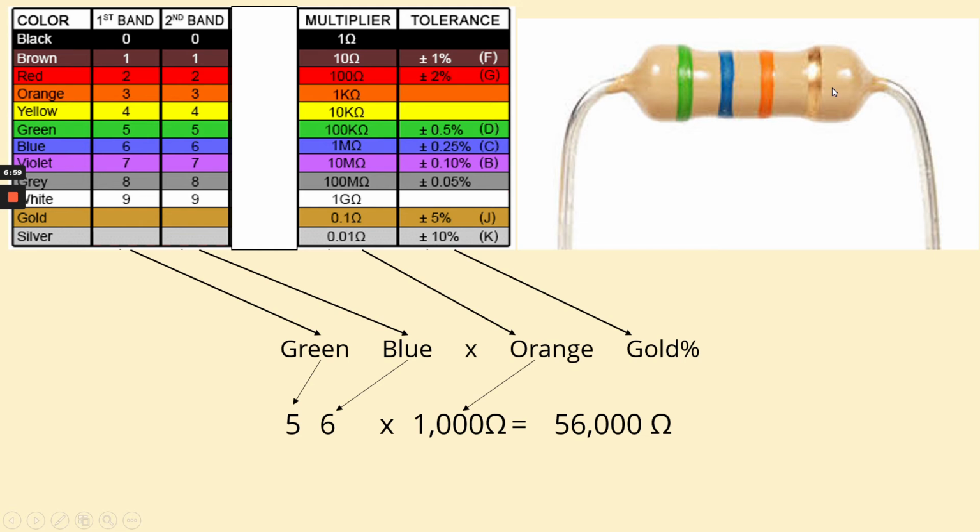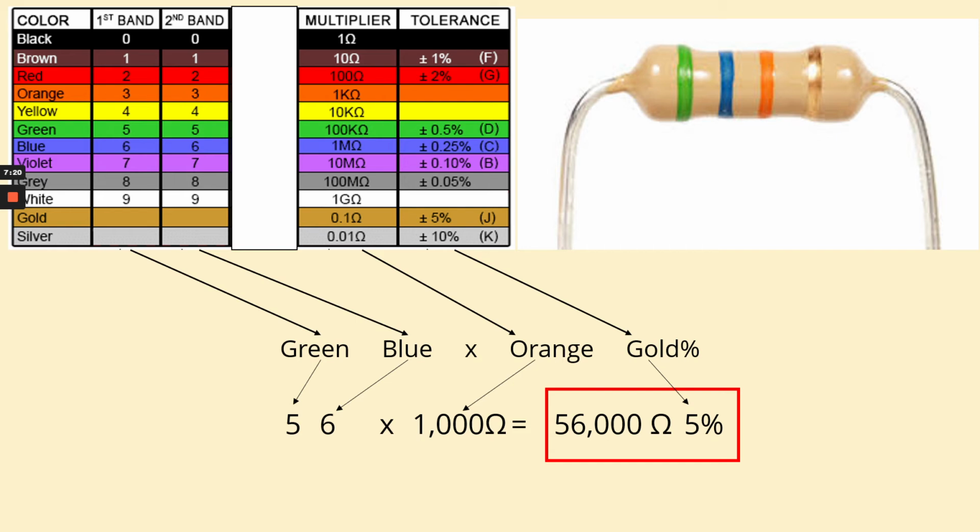Where do we find the tolerance from? If you were thinking this last column where it says tolerance at the top, you are right. And gold is 5%. So our final answer is 56,000 ohms with a tolerance of 5%.